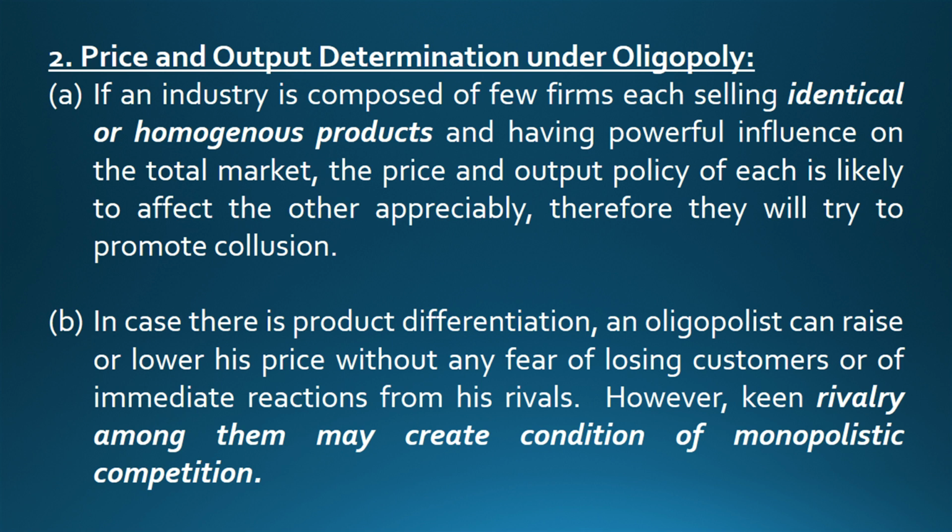2. Price and output determination under oligopoly. A. If an industry is composed of a few firms, each selling identical or homogeneous products and having powerful influence on the total market, the price and output policy of each is likely to affect the other appreciably, therefore they will try to promote collusion. B. In case there is product differentiation, an oligopolist can raise or lower his price without any fear of losing customers or of immediate reactions from his rivals. However, keen rivalry among them may create conditions of monopolistic competition.